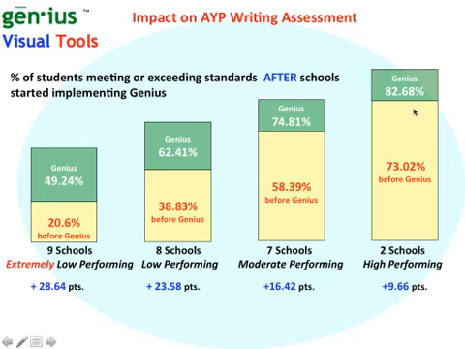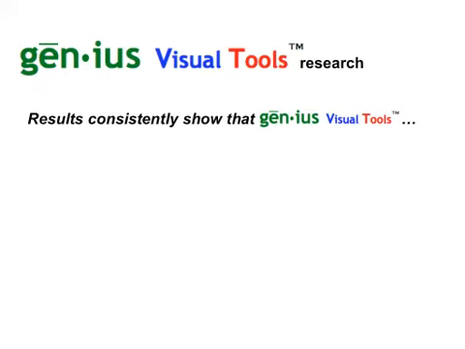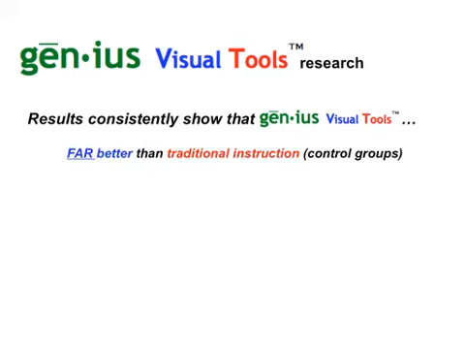If they're already doing well, there's not that much room for growth, although going up almost 10 points is significant. Whereas the lowest performing schools by far demonstrated the greatest amount of progress. So overall, basically, the results have been fairly consistent with the use of these discipline-specific visual tools. We find that they are far better than traditional instruction in almost anything you look at. So these are pretty powerful devices.